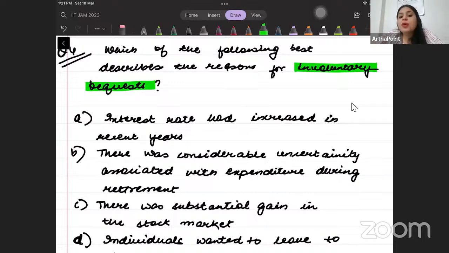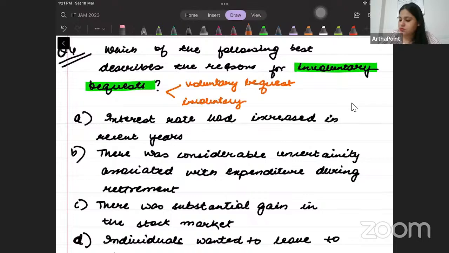The question is, when will I have involuntary bequest? There are two kinds of bequests. One is voluntary bequest. I really wanted to, with my whole happiness, keep something for the future generation. But the other is involuntary. Involuntary bequest is basically when you are not in your mind keeping it for the future generation. You are keeping it because you are uncertain about your own future, right?